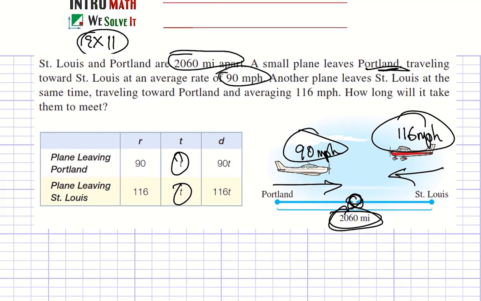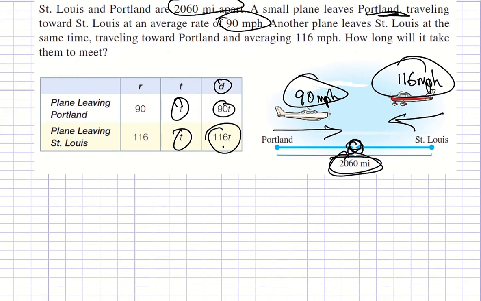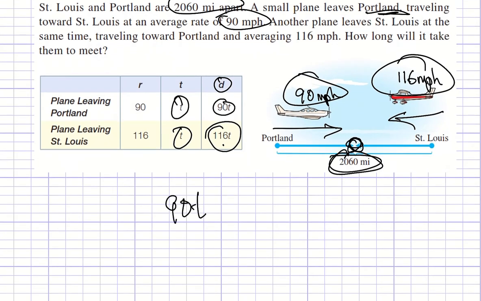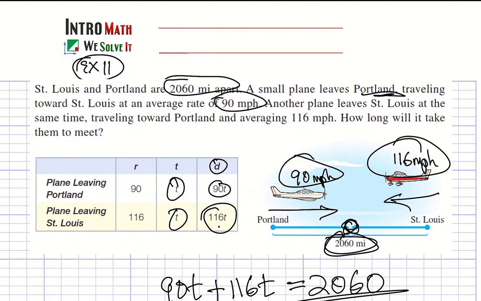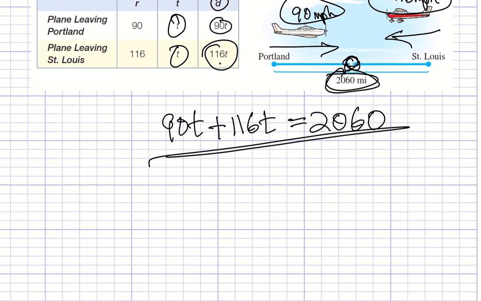Okay. So distance here is 90 times t. Distance on the other plane is 116 times t. Where would they meet is, you add them together. So basically what that says is 90t plus 116t is equal to 2060. That's all. If you can form that, you're done. Because all you have to do is the same thing we've been doing. Simplify the left side, and then you're home free. So that's all that is called for.